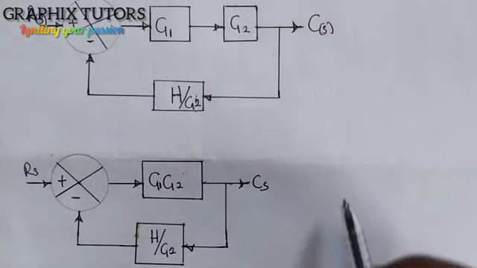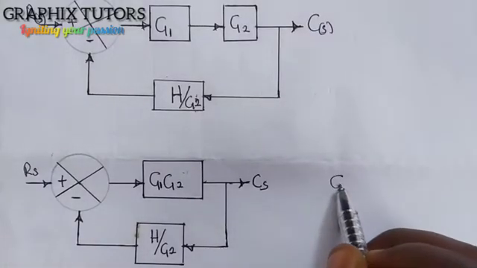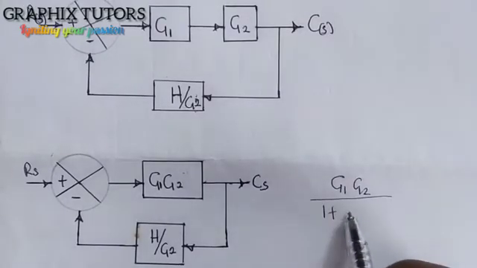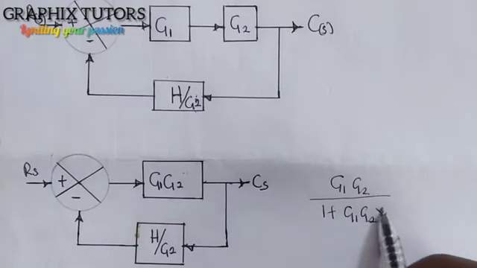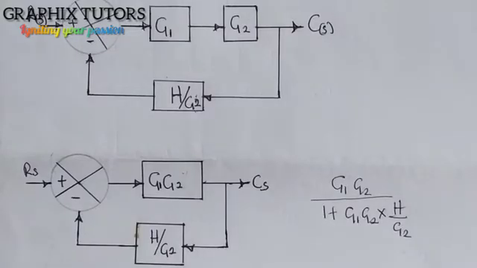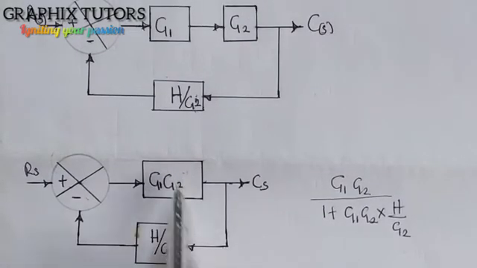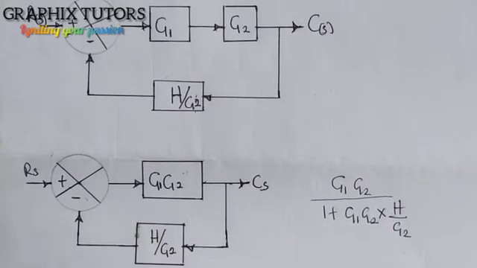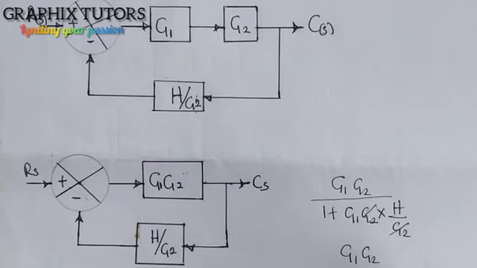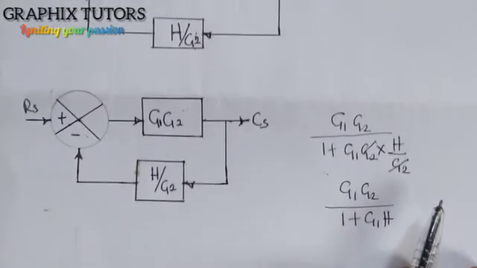So my answer here will be G1, G2 all over 1 plus G1, G2 times what? H over G2. That is the rule. To be this divided by 1 plus this times this, just like what we were doing earlier. So if you look at this, G2 equals G2, so we'll be left with G1, G2 all over 1 plus G1H. You can see that. So this is our overall transfer function.